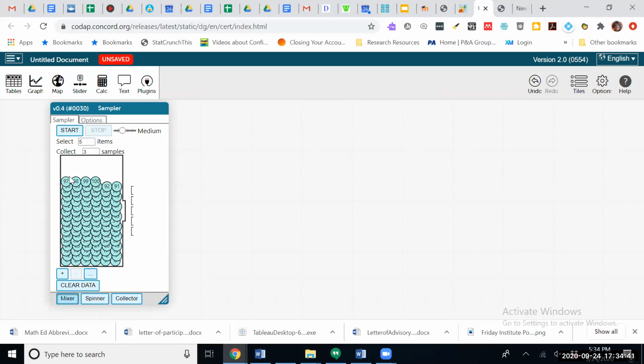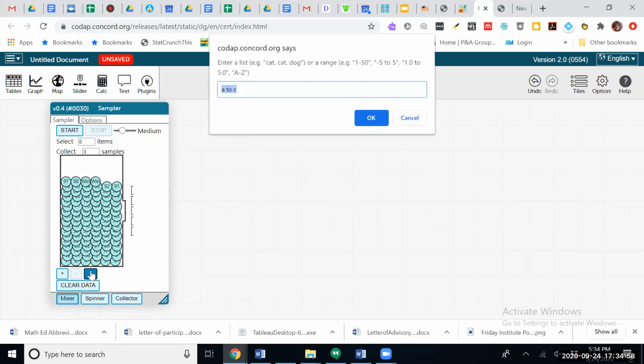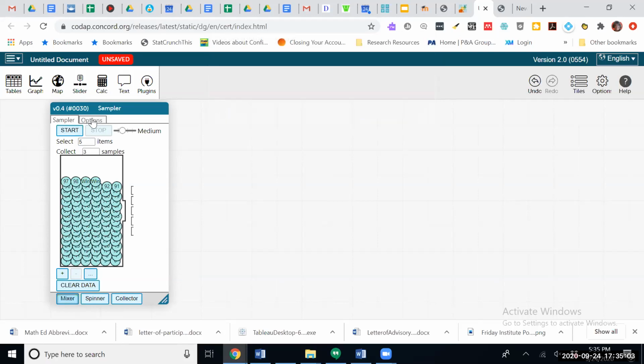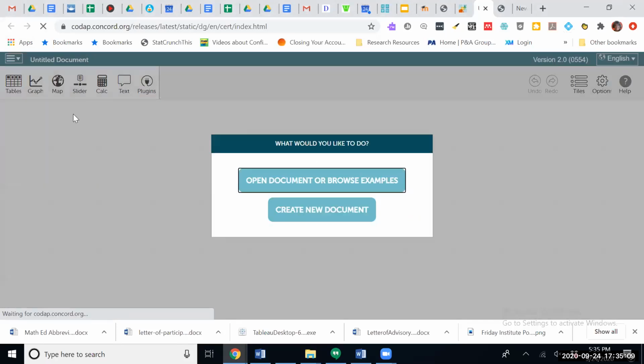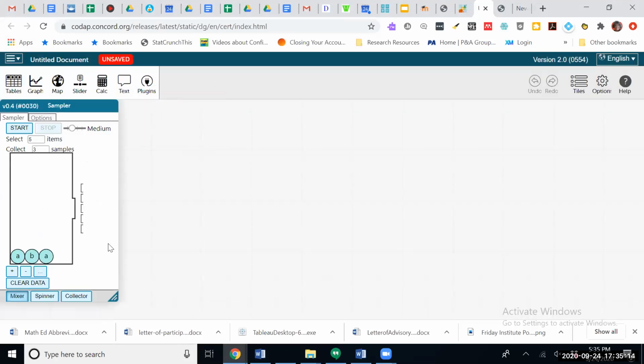So we could go through here and change these. I'm going to clear this. Oh, I think I have to refresh. I'm going to reload the sampler here and get a new document. Sorry. So instead of 100, I'm going to reduce that task and put 10 in here, just for time's sake.